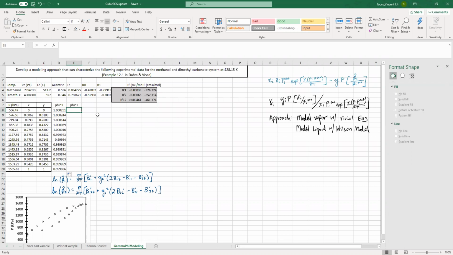Let's keep going. Phi 2 is exponent of P, I'm gonna do parentheses, P divided by 8.314 divided by 428.15.